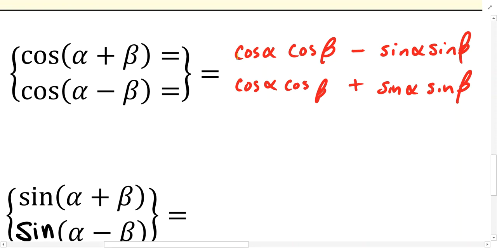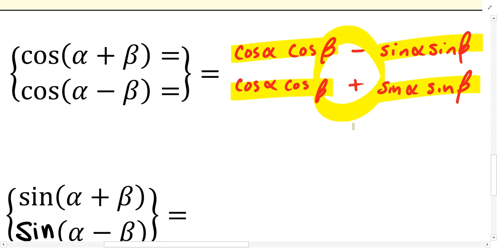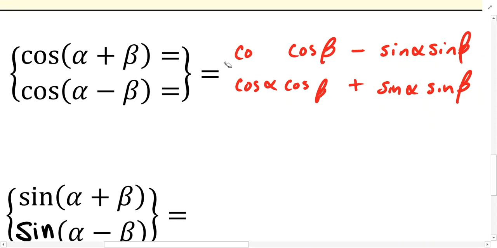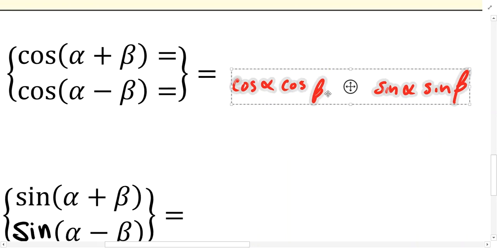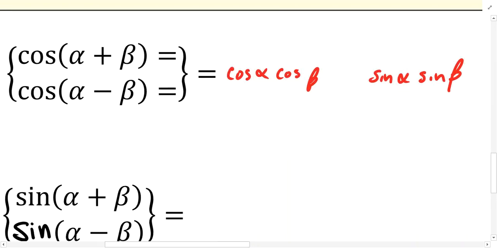Now, since both of these require cosine alpha, cosine beta, sine alpha, sine beta, the only difference being the plus minus sign in between, what I usually do is condense them into one. That's what the quiz here is really implying. We can write both of these identities, the sum and the difference, together, because they both rely on the same components. The only difference is that we've got a plus and minus sign in between.